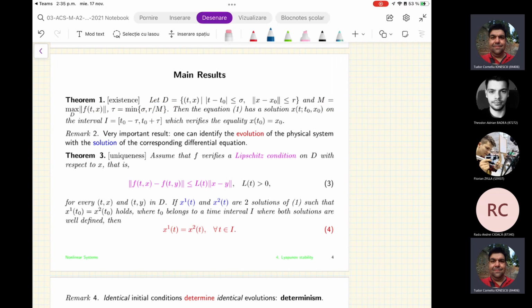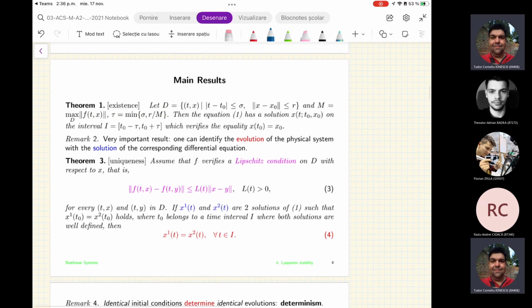And such that x and x0 are very close to one another, bounded in a ball of radius r. And we define M, the maximum value of the norm of f. So we define some mathematical ingredients.